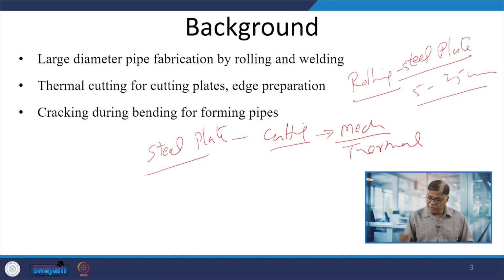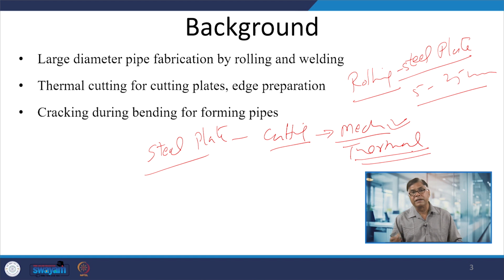When the mechanical method is used for cutting, the cutting edges are not much affected in terms of property modification. But when the thermal method of cutting is used, it modifies the structure and properties to a great extent. Of course, it will depend upon the metal being processed.